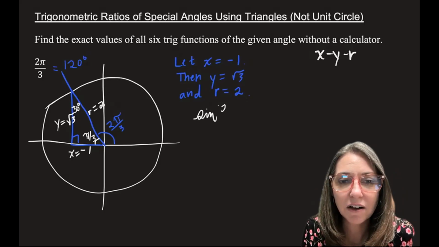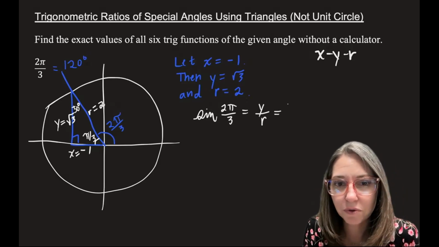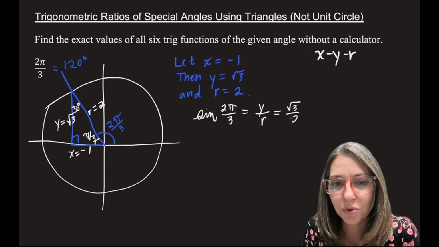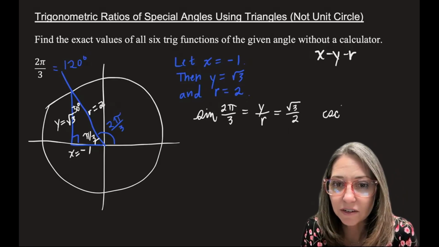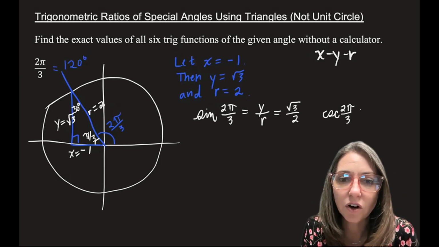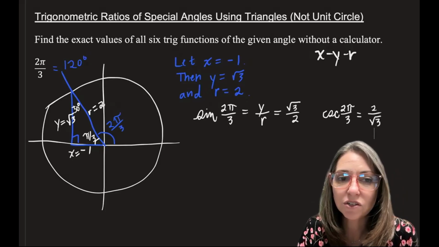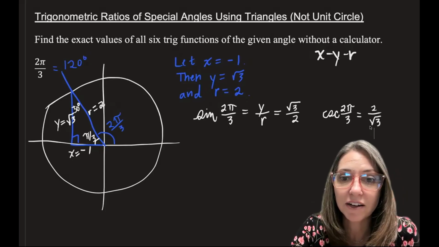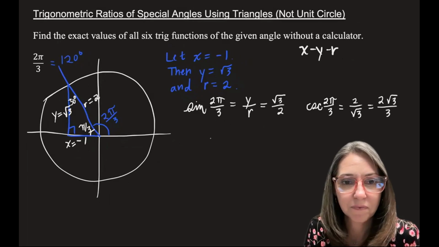So let's find sine of 2 pi over 3. Sine of 2 pi over 3 is the y over the r. Y is √3. R is 2. That's it. Its reciprocal is cosecant. Cosecant of 2 pi over 3 is the reciprocal of sine, so it's r over y. Now, if I flip this, I get 2 over √3, which is okay, but if you need to rationalize, you would multiply by √3 over √3 and get 2 times √3 all over 3.